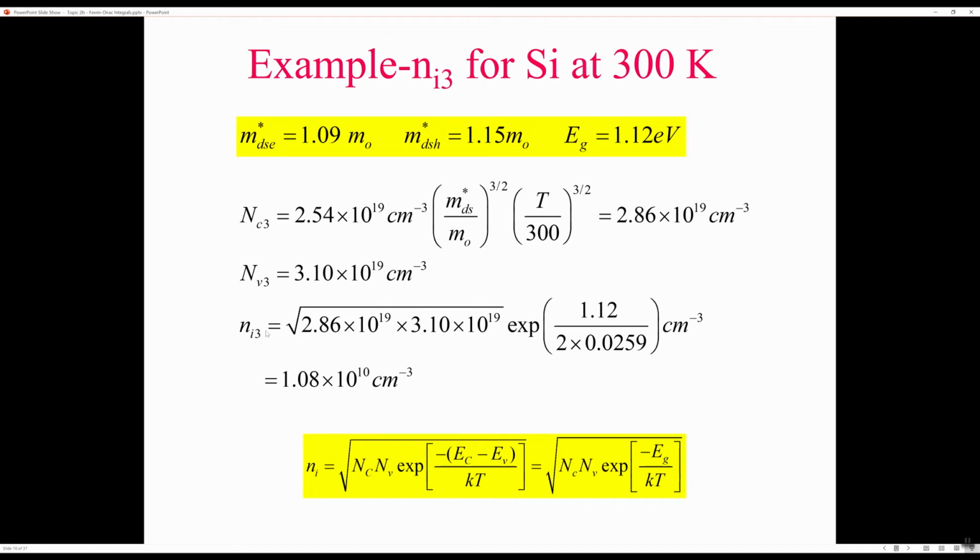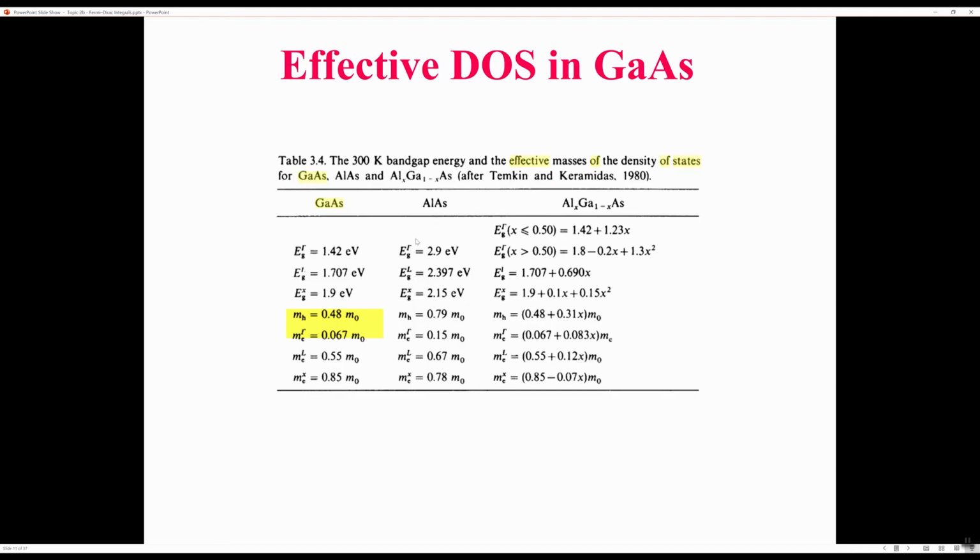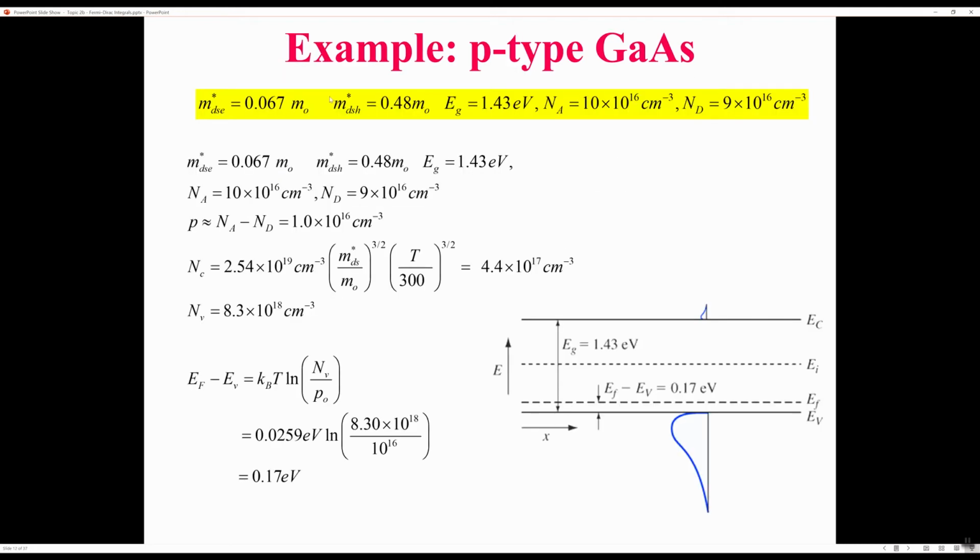Similarly, here we're going to go for effective density of states in gallium arsenide. For gallium arsenide, they're saying we look for effective mass. These are the values 0.48 m naught and 0.067 m naught. There you go. This is the same way that we calculate. Again, they take this out and you get 4.4 and 8.3.